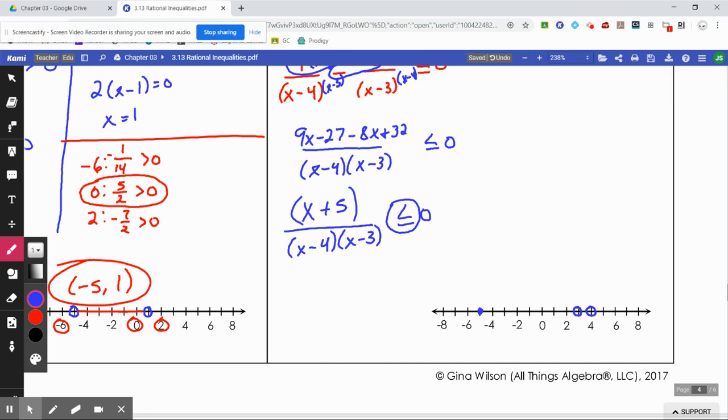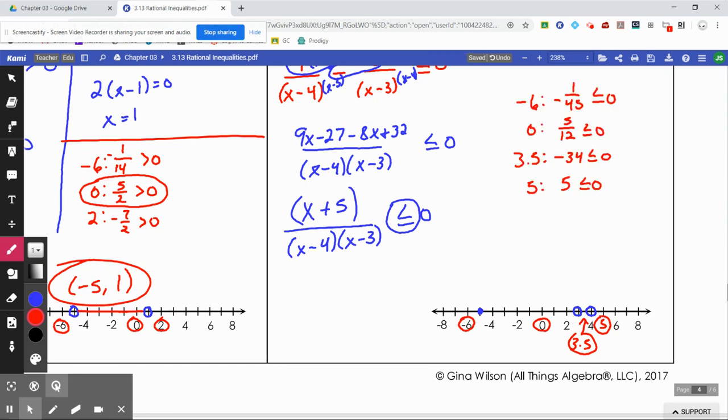So now let's actually find some test values. We're going to test negative 6. Always going to test 0. Here we're going to have to test 3.5. And we are going to test maybe the number 5. So let's plug those in and see what we get. So here's what I get.